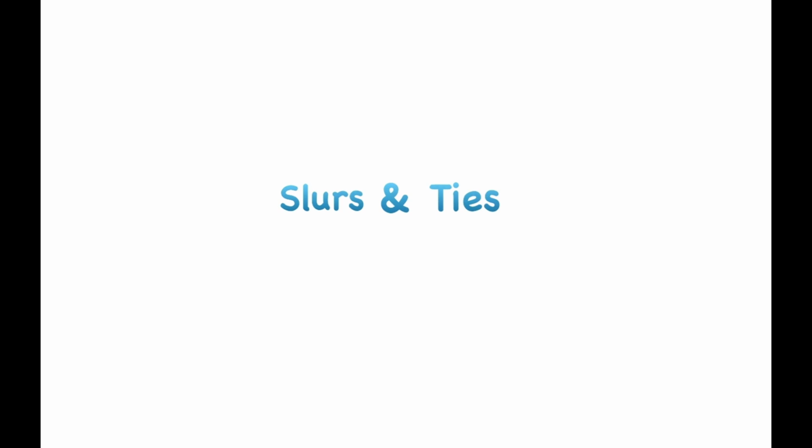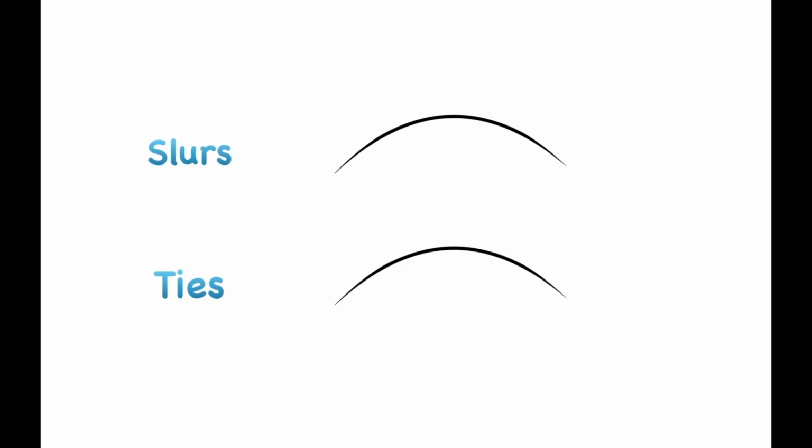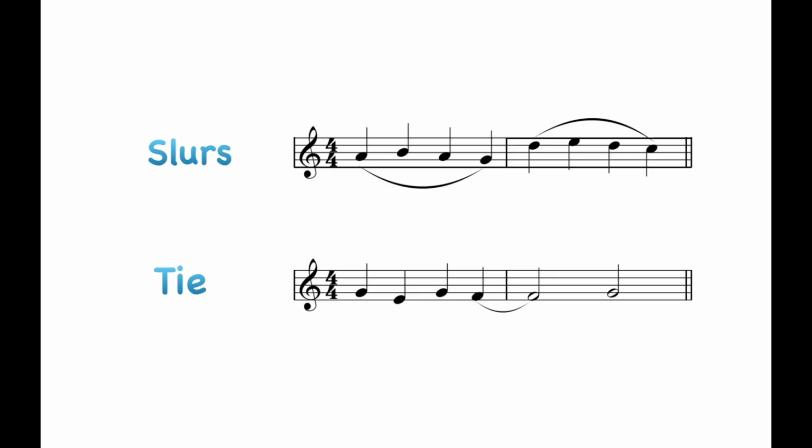So, slurs and ties, what are they and what do they look like? Well, actually, they look exactly the same. So they're a curved line that you see across notes above and below the stave. So if I show you what they look like on the stave, you can see the slurs, they go across a group of notes that are different, and the tie actually connects two notes that are the same. So in this case, it's two Fs. So what do they mean?